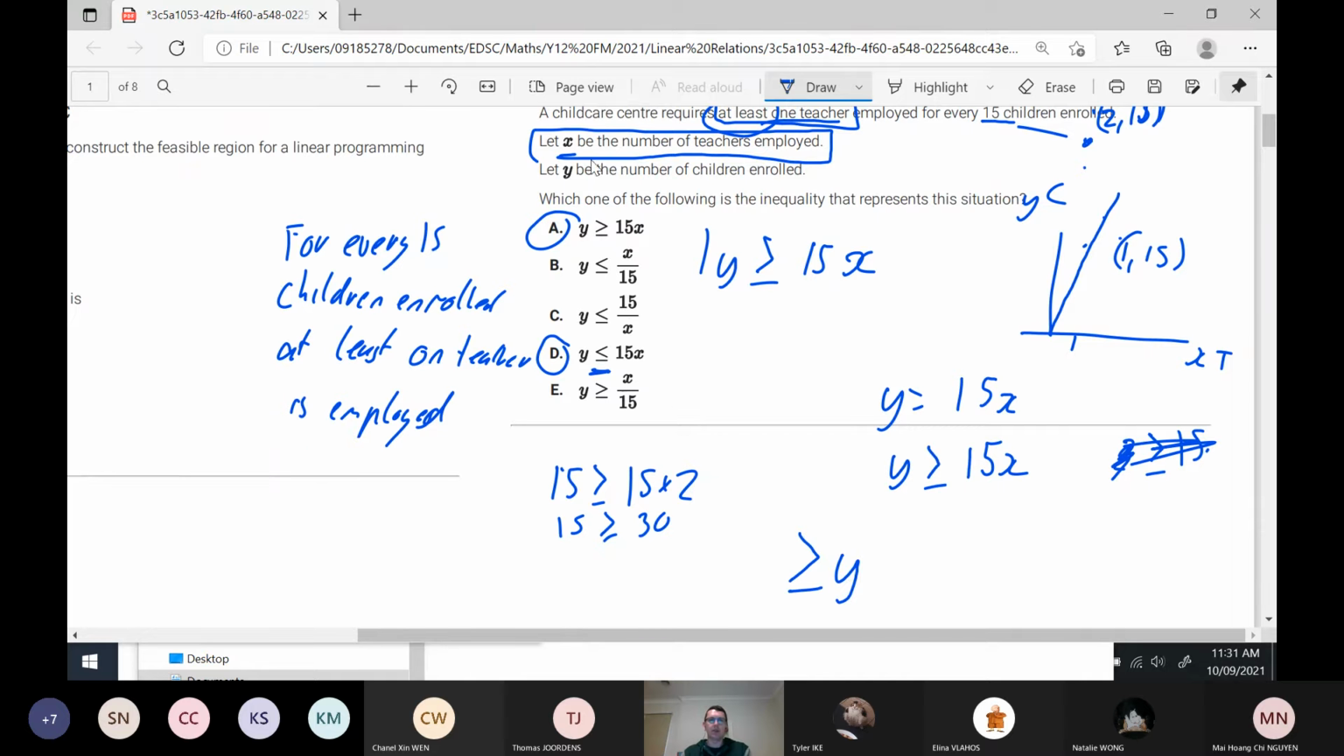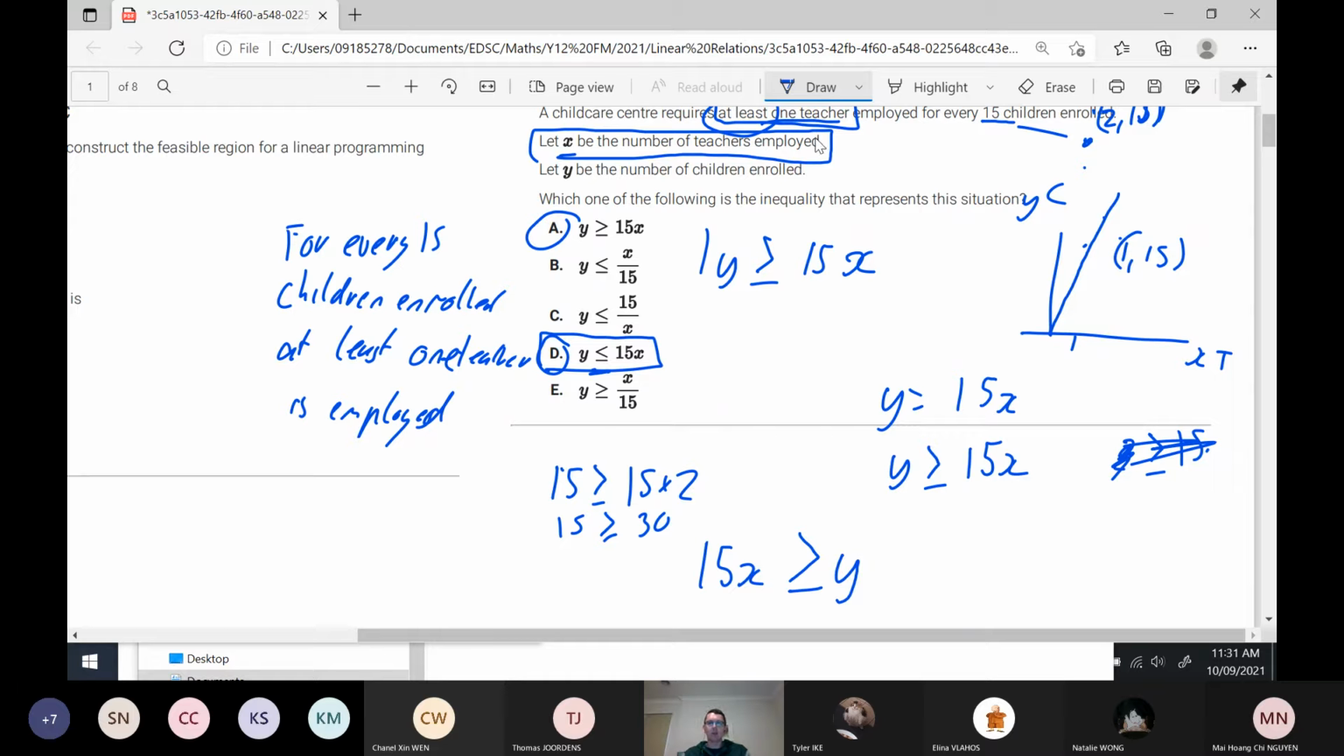For every 15 children enrolled, X is the number of teachers employed. So I can actually do 15X, then I can do at least one teacher is employed. That would have actually got me to my answer there, which would have given me D, which is what we're looking for, right? Because that is the same thing as D. So just be careful of that when you are using that at least.